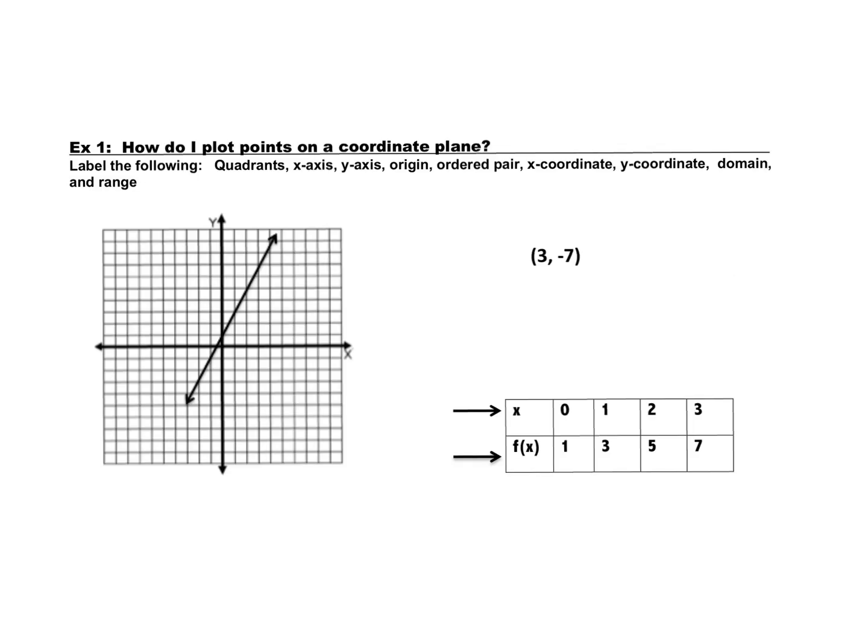In this lesson, we're going to look at multiple representations of linear relationships. So example 1, how do I plot points on a coordinate plane? So we need to label the following: the quadrants, the x-axis, the y-axis, the origin, ordered pair, x-coordinate, y-coordinate, and the domain and the range.